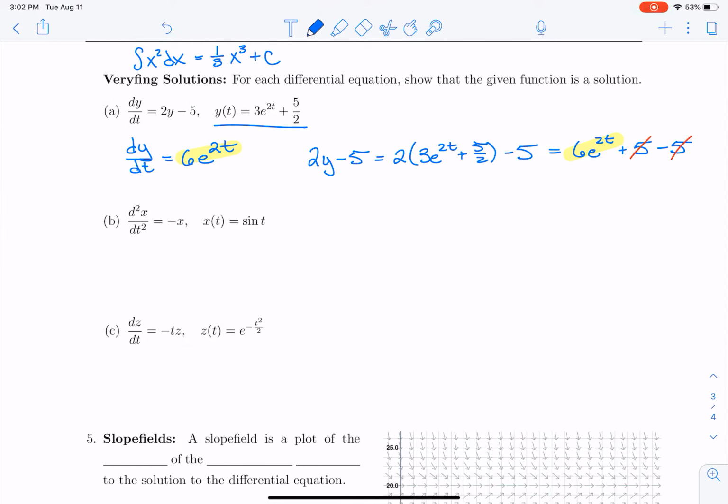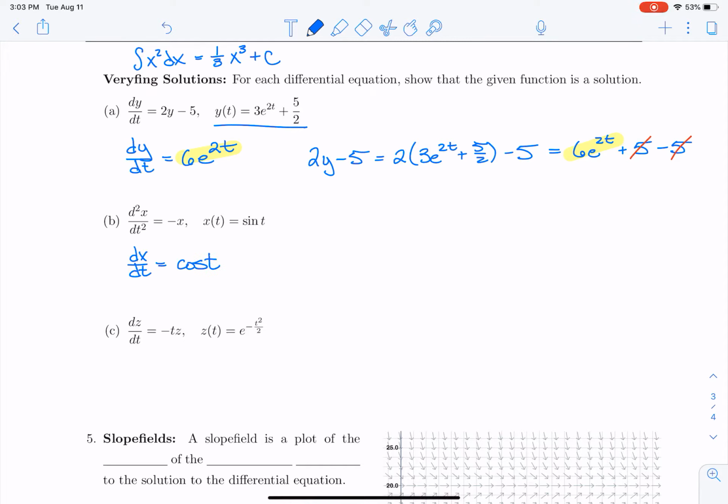Let's try another one. This one's a second-order differential equation. d squared x/dt squared is minus x. So notice that in this case, x is actually the function, x of t. x is not the variable, but it's actually the function. So x of t, I'm going to tell you it's sine t. Well, how do we know that that's true? Well, let's find dx/dt. The derivative of sine t is cosine t.